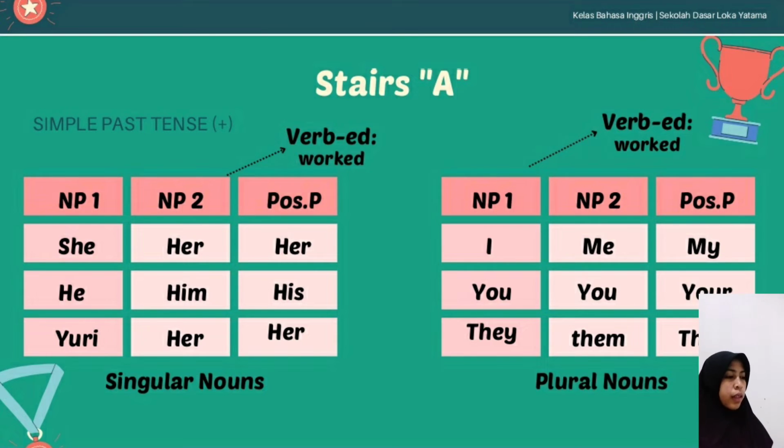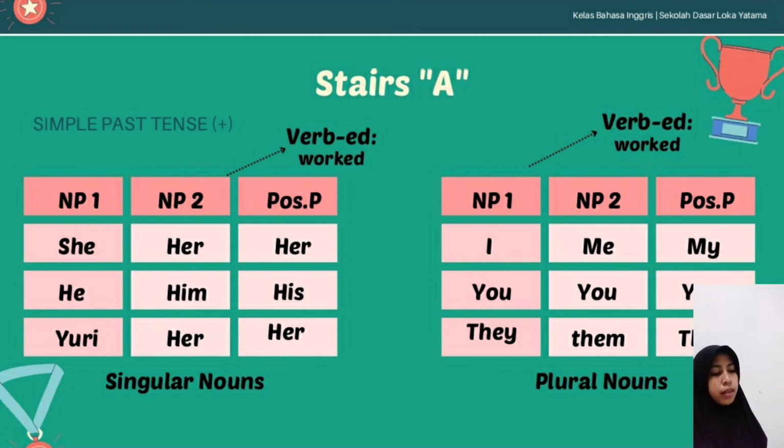So, here is a table containing NP1, NP2, and post-P. NP1, for example, she, he, and Yuri. NP2 is her, him, and her. Post-P, her, his, and her. This first table includes singular nouns. Its verb is the past form, for example, worked.